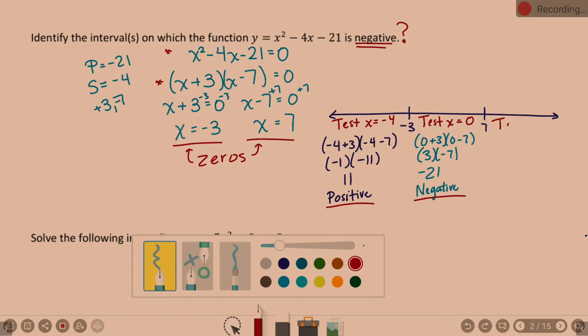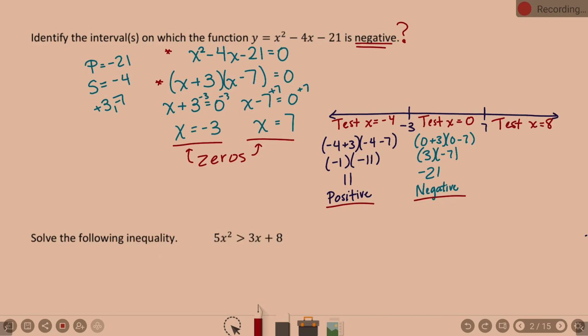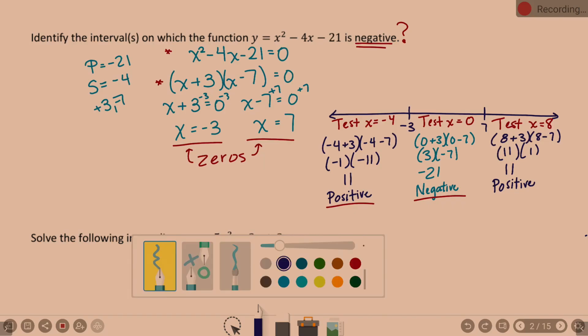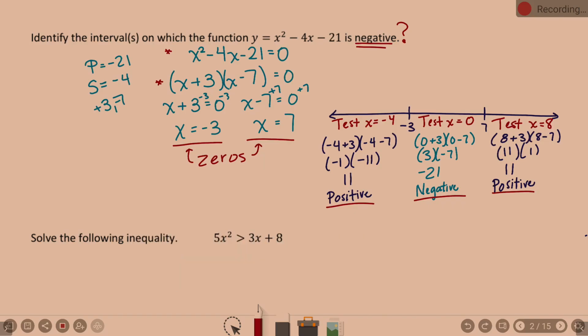So let's see, a number to the right of 7. I guess I'm using 8. If I plug in 8 to my factored form is what I was using. 8 plus 3 times 8 minus 7. So 11 times 1, and 11 times 1 is 11. And what do we know about 11? It is positive. Okay.